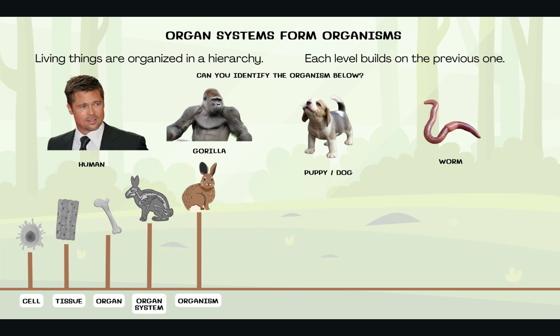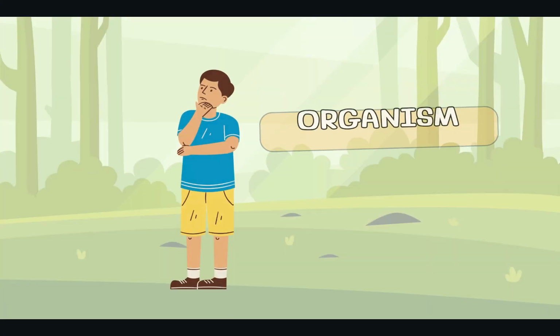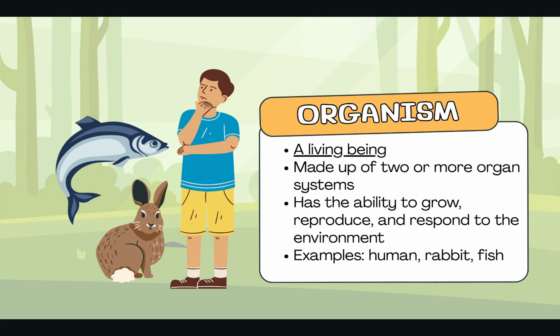So, what do we need to know about organisms? Most of you have been paying attention. You know what you're about to see. But right now, we're just looking. It is a living being, and it's made up of 2 or more organ systems. Why couldn't it just be one organ system? Yeah, absolutely. If it were just one organ system, it would just be that organ system, right? So, it has the ability to grow, reproduce, maintain homeostasis.